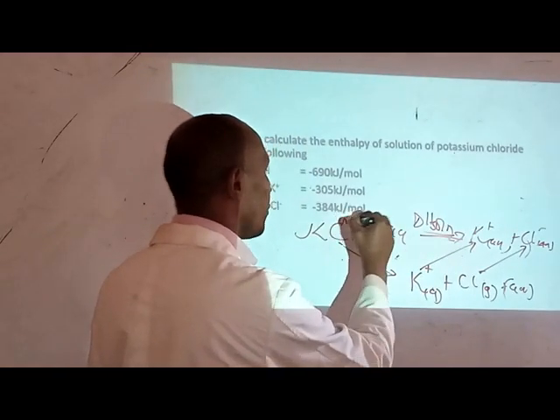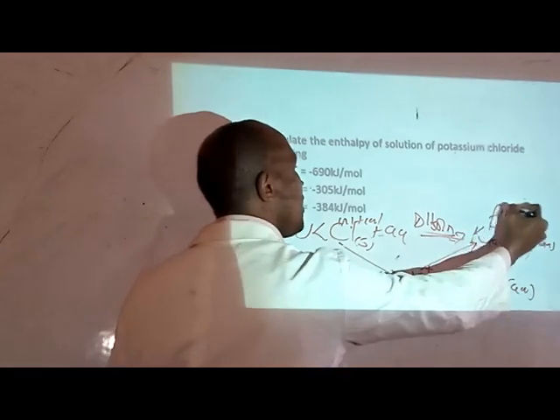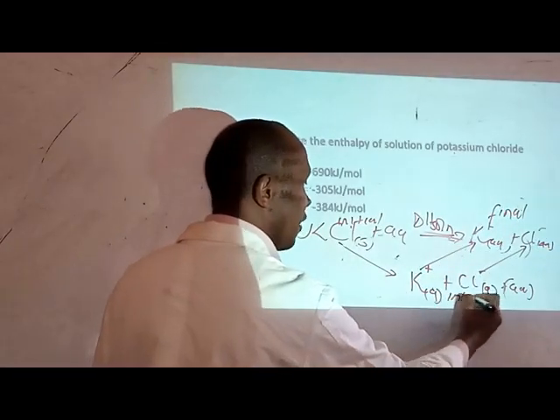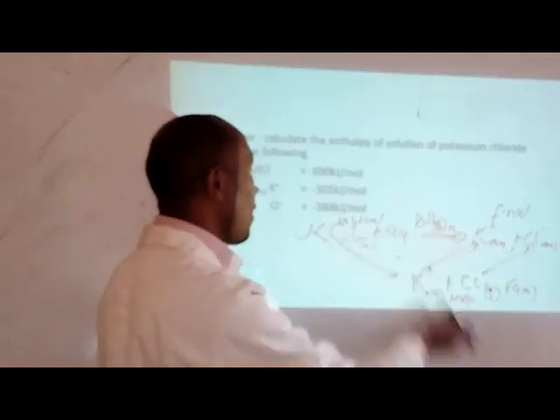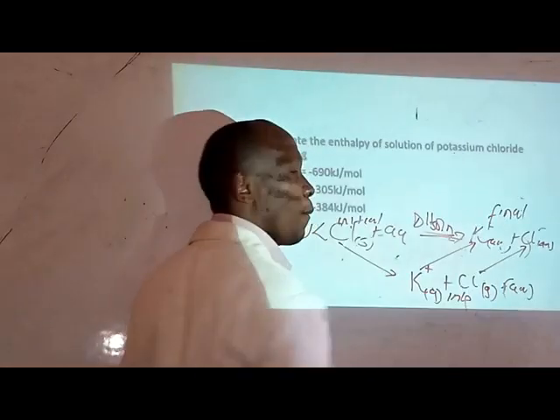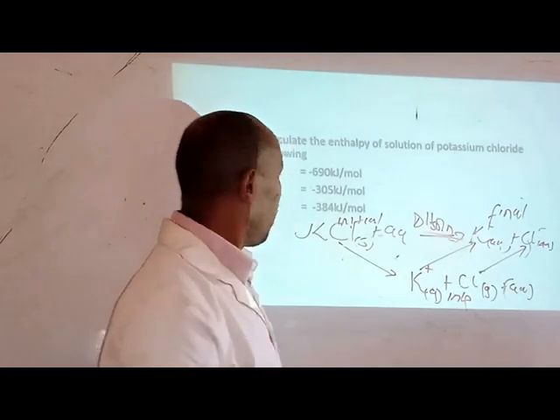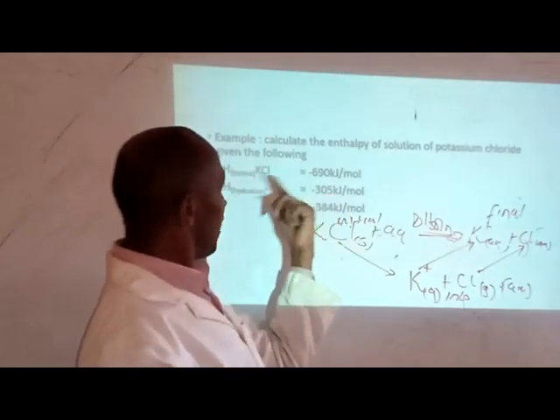This is the initial, and that is the final. This is the intermediate. So what's the relationship? Going from initial to the final is the same as going from the initial to the intermediate to the final. So we've been given these enthalpies, and I can put them in.